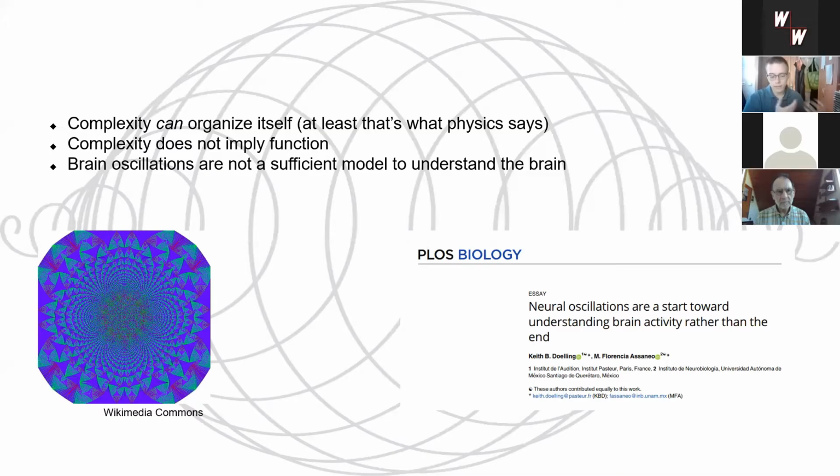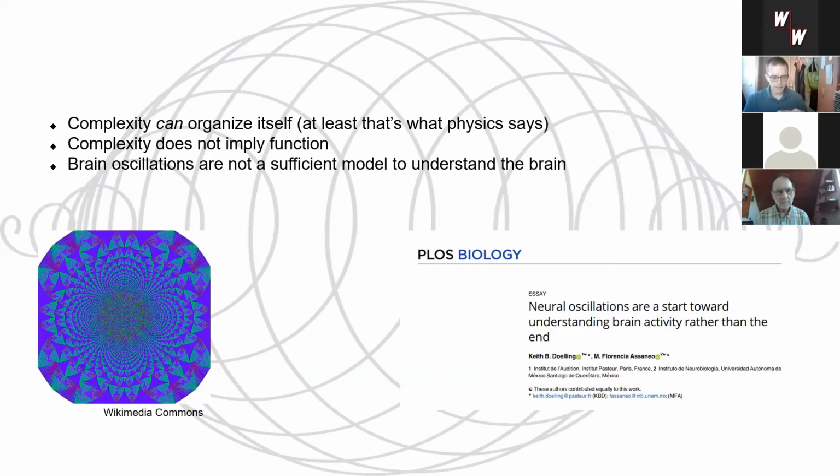And again, if that were the case, it might be challenging for Christian creationism because we believe that nature doesn't work this way. We believe that it is designed. And now physics appears to say, okay, complexity can organize itself. And apparently it also happens in the brain to some extent.